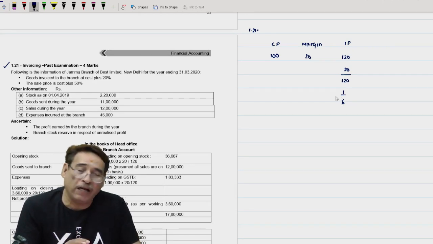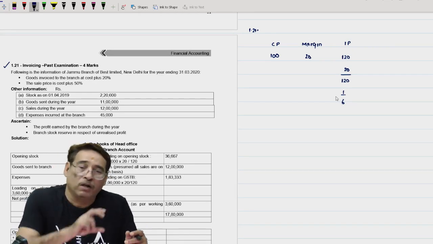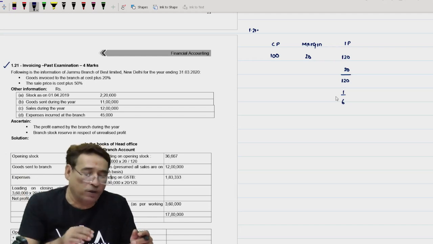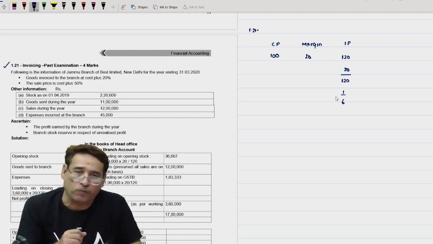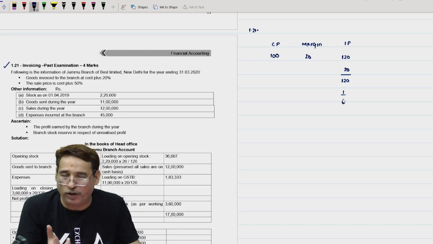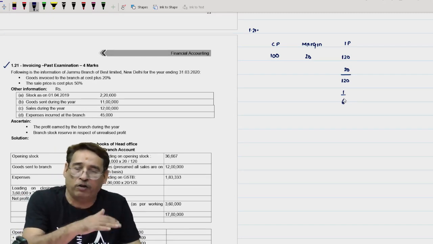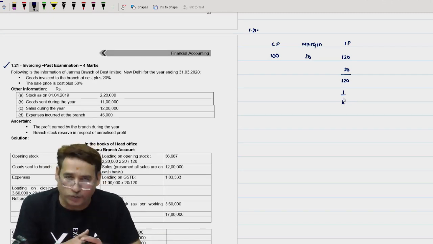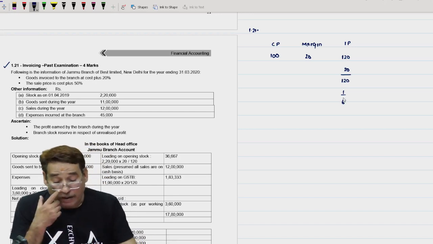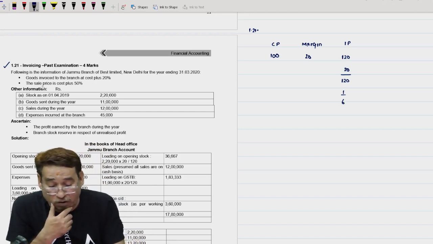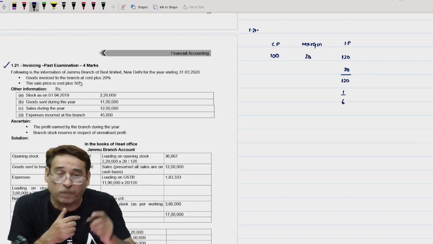So when we apply this rate, what happens actually? The loading portion gets plugged out. An item slides back to cost price. That means when we apply this rate to an item at invoice price, directly or indirectly, that item actually falls back to cost price. In this question, it is also given the sale price is cost plus 50%.